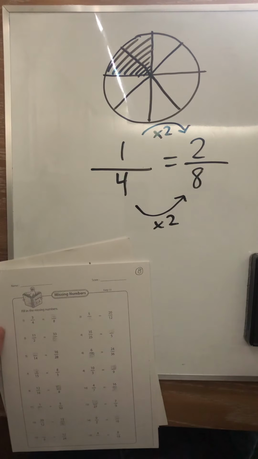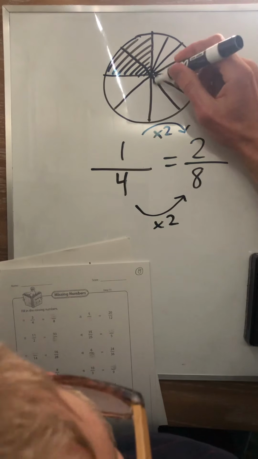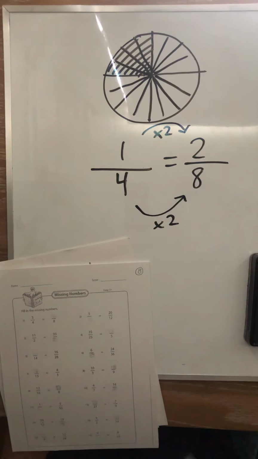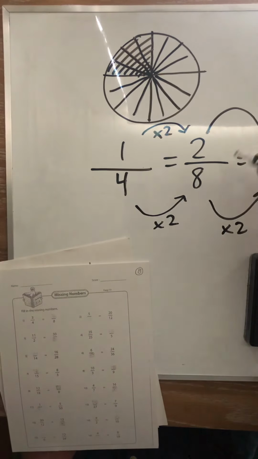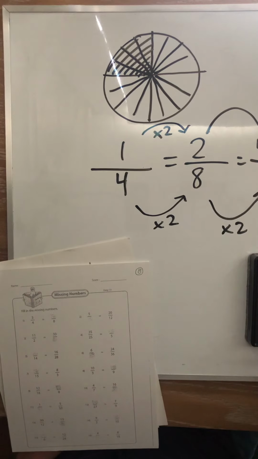So we could do that again if you cut each one of these in half. You would double it again. So I used to have 2/8, but guess what? I just cut each piece in half. So I double my pieces. I cut each piece into 2. So now I've got 16 total, and I've got 1, 2, 3, 4 pieces. So I've got 4/16. So 1/4 is 2/8 is 4/16.